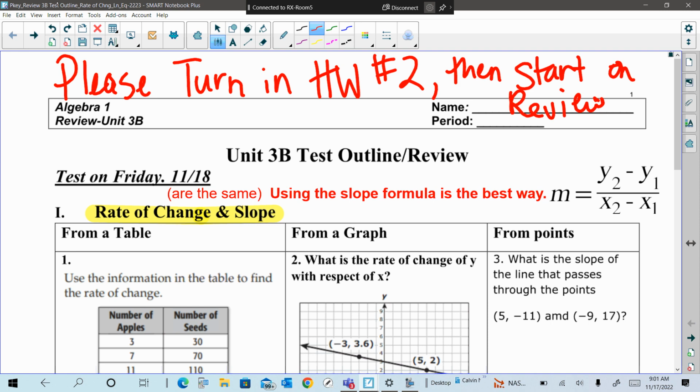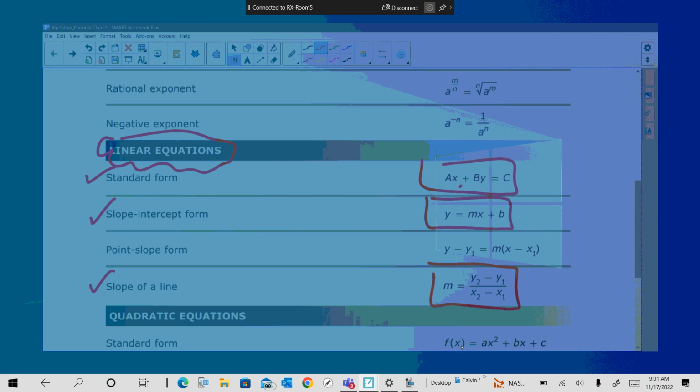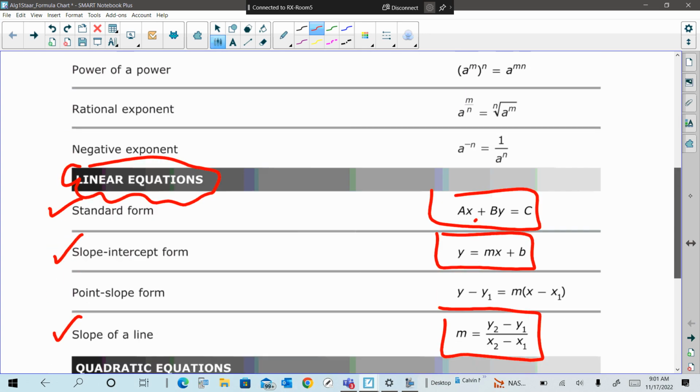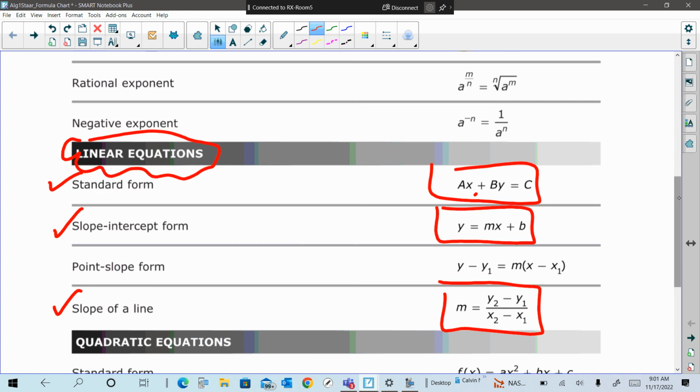All right, first thing, you have this formula chart, the yellow formula chart, on your desk. You'll get to use this on your test, and it has the standard form, the slope-intercept form, and the slope formula. So you don't have to memorize them, you just have to know how to use them. If you need it, it'll be there for you tomorrow.